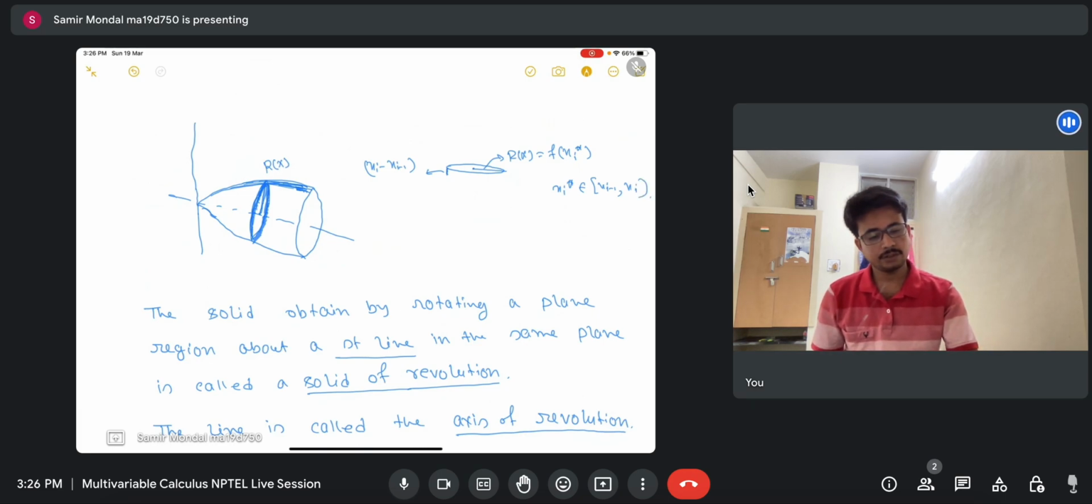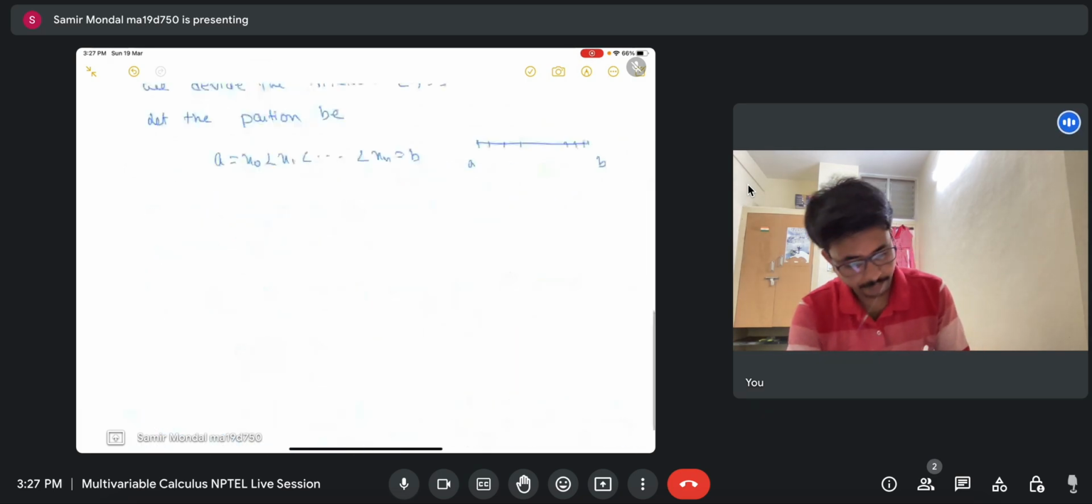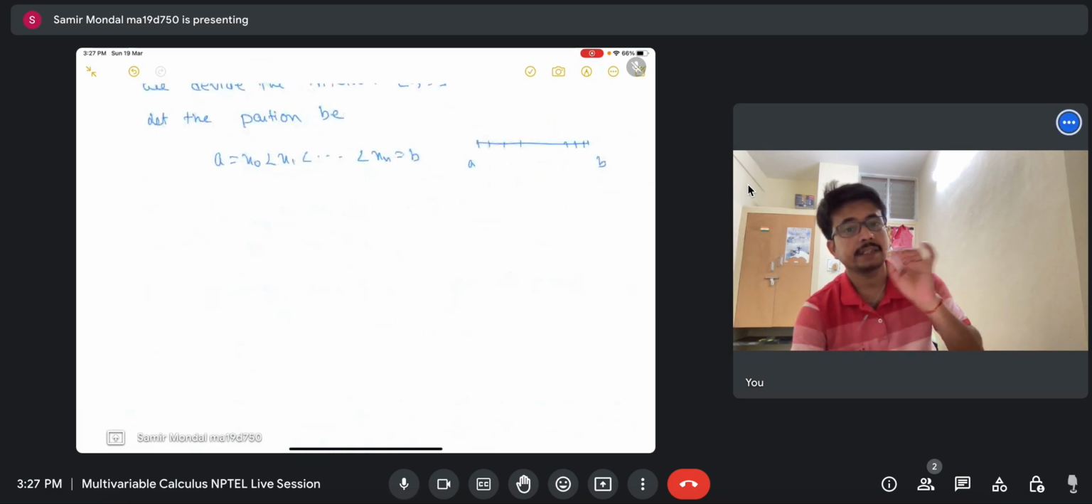Okay, this is your height, this is your radius. So we already know the volume of a cylinder. Volume of a cylinder is nothing but pi r square into height. Okay, so this is our main aim. Then we'll take the sum over the full interval.